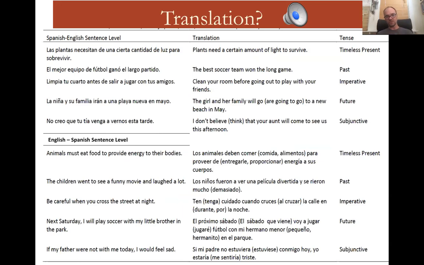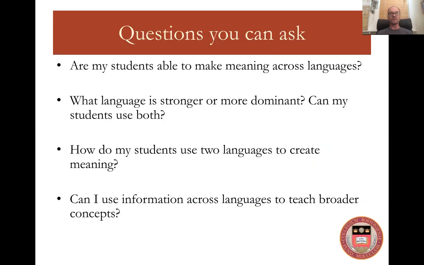They have to translate. So what you see on the right, this translation is an ideal translation that a high-performing student would produce. And then finally, on the right-hand side, you can see the tense. These tenses, there are five of them, map to the most common tenses used in academic texts in upper elementary and middle school. So having kids go from one language to the other, translating, gives you a sense of how they can perform and use both of their languages at the same time. So questions you can ask of this framework: are my students able to make meaning across languages?